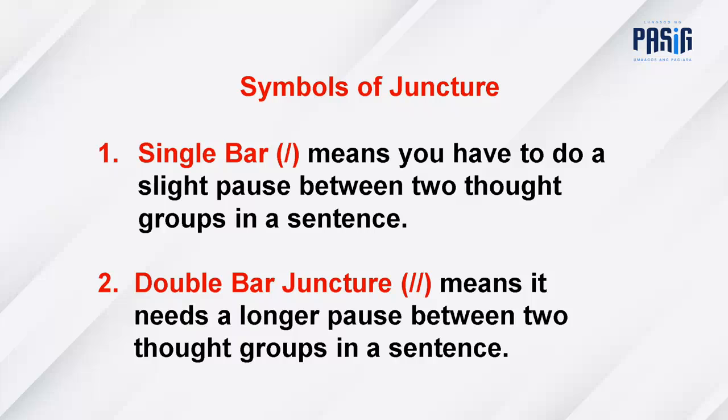On the other hand, the double bar juncture means it needs a longer pause between two thought groups in a sentence. The pause could last around 2 seconds. This is usually done after saying a sentence or if you want to introduce an important idea. Also, the length of your pause will vary considerably based on your speaking style, the nature of your message, the duration of your talk, and your audience.